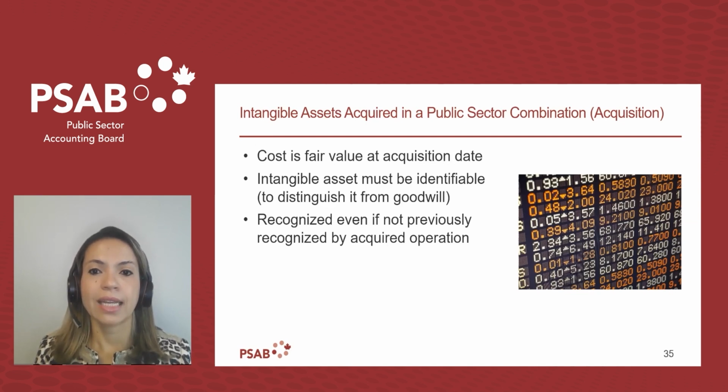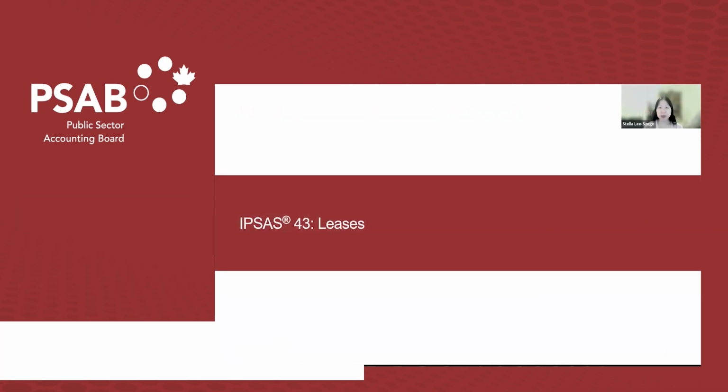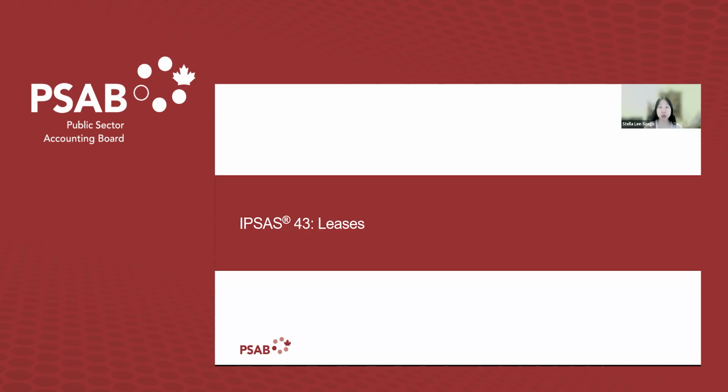And this takes us to the end of the intangible asset session. The next item on the agenda is leases. IPSAS 43 Leases replaced the previous standard IPSAS 13 Leases for reporting periods beginning on or after January 1st, 2025. IPSAS 13 Leases has been withdrawn.